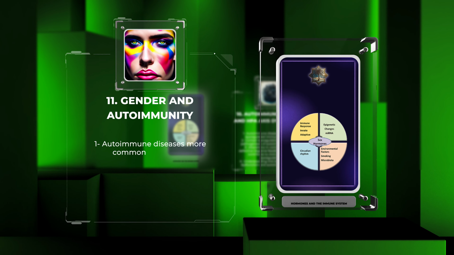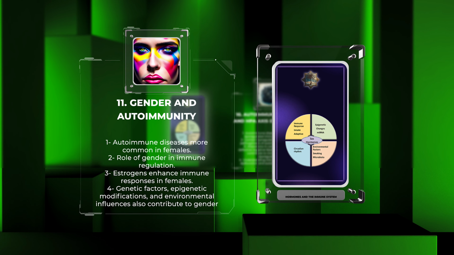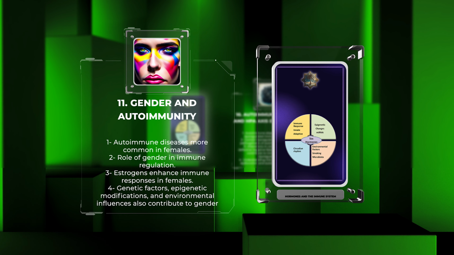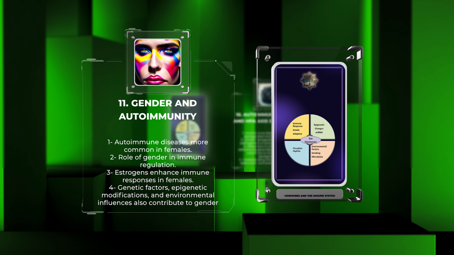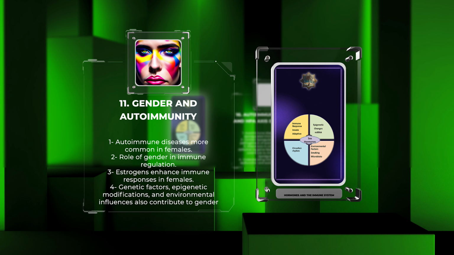Autoimmune diseases exhibit a striking predilection for females, suggesting a significant role of gender in immune regulation. Sex hormones, particularly estrogens, have been implicated in the higher susceptibility of females to autoimmune diseases. Estrogens enhance immune responses, including B-cell activation and antibody production. Moreover, genetic factors, epigenetic modifications, and environmental influences also contribute to the gender bias observed in autoimmune diseases. Recognizing and addressing gender-specific factors in autoimmune diseases are essential for improving patient care.